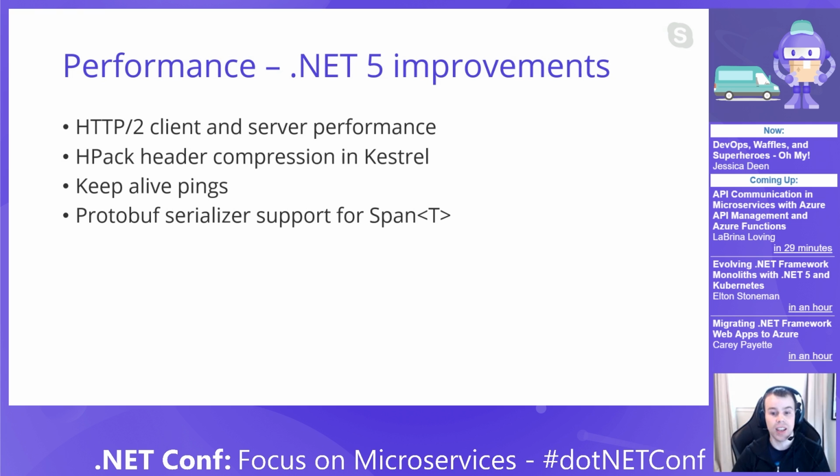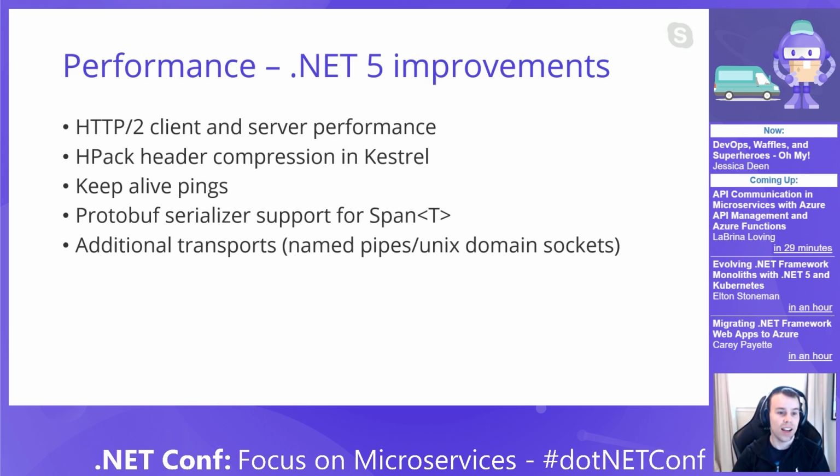We're working with the protobuf project to support Span. So when the protobuf serializer supports Span, we'll be able to eliminate the need to allocate byte buffers when serializing and deserializing protobuf. And finally, we're adding support for additional transports. So gRPC should be able to be used over named pipes and Unix domain sockets when you're doing inter-process communication on a local machine. This offers performance benefits over using traditional TCP.